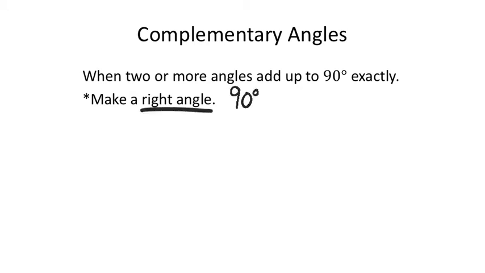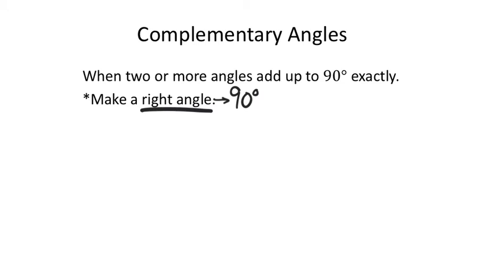Sometimes they'll say it's 90 degrees. They just make a 90 degree angle altogether. Generally speaking, we will not be looking at more than two angles, but as long as we understand we're looking at two angles, okay? Well, what does a 90 degree angle look like?